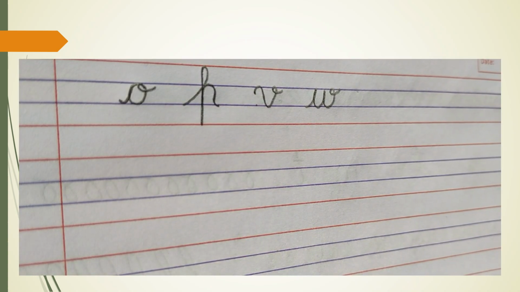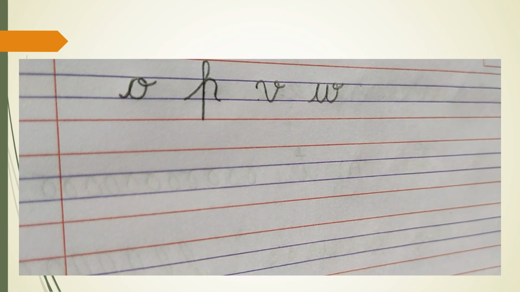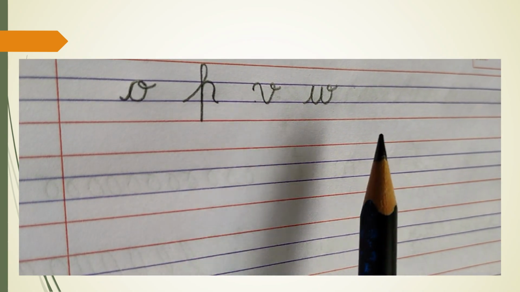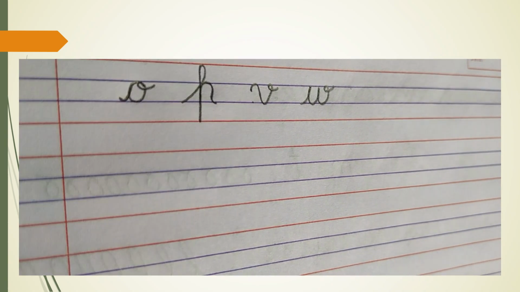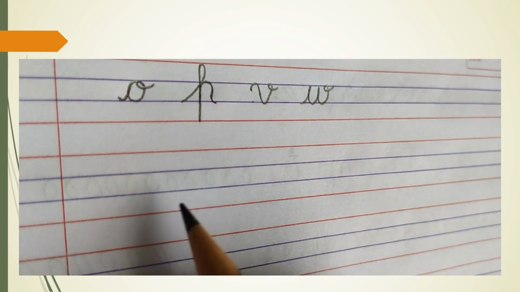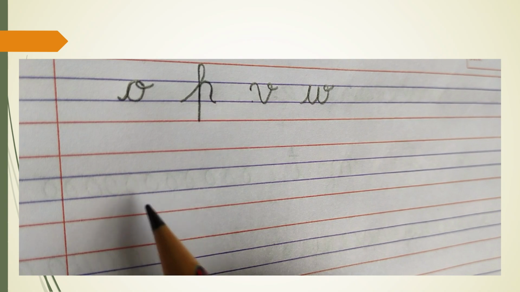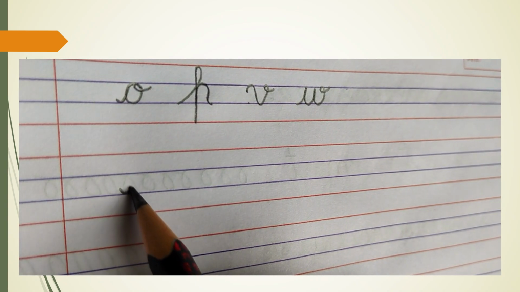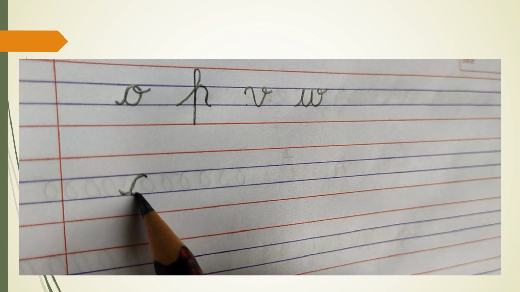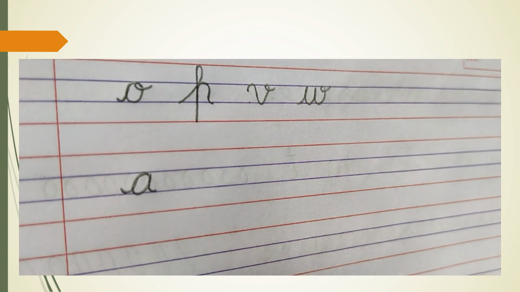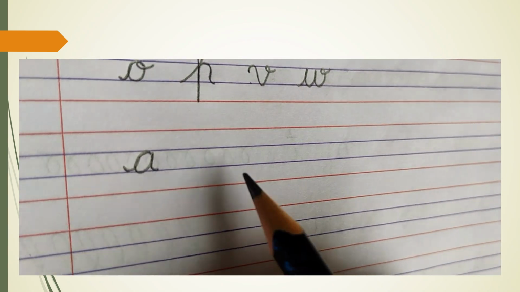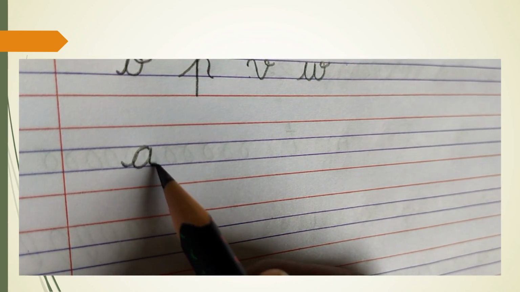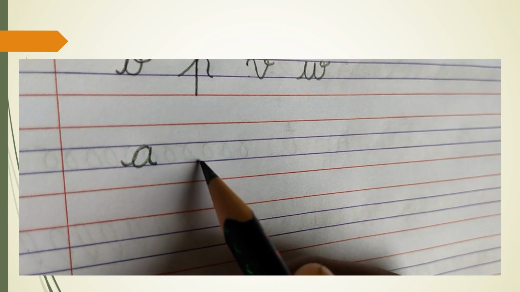Hello everybody, today we are going to learn new alphabets O, P, V, W. We all know how to write a small A in cursive letter. In this way we used to write A, right? But when we are going to write O in the same pattern, don't put this curve.